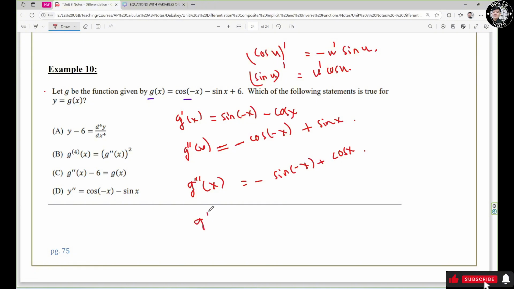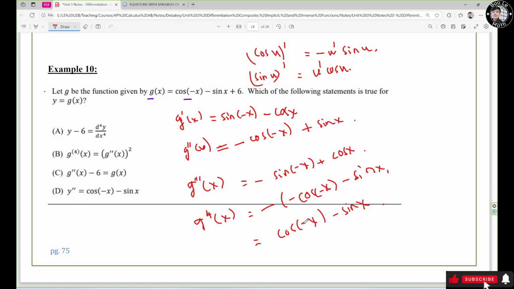Now the fourth derivative, right? So I put g4 right here of s is going to be negative of negative cosine of negative s, right? Minus sine s, right? So I need to simplify this one. It's going to be cosine of negative s minus sine s, right? Now I stop right here because the maximum right here is just the fourth derivative, right? So I don't need to do anything else.